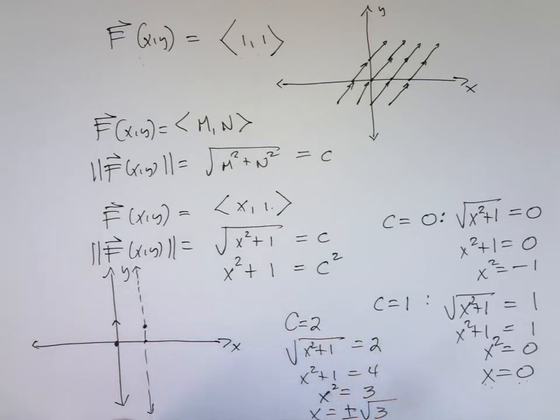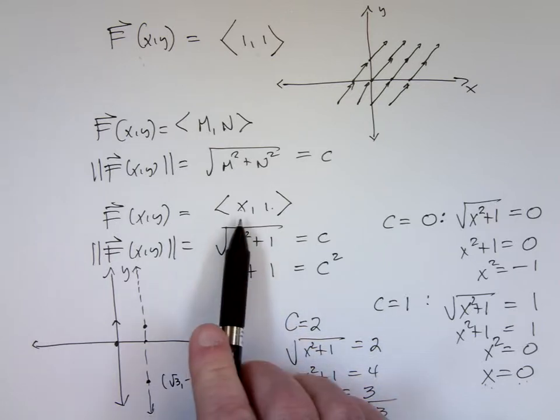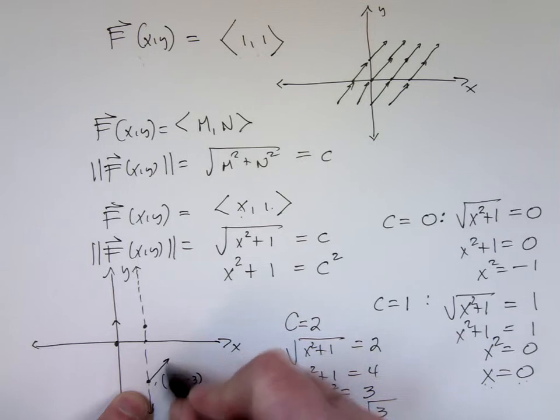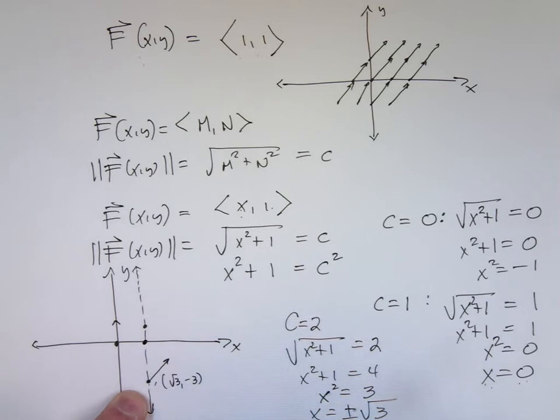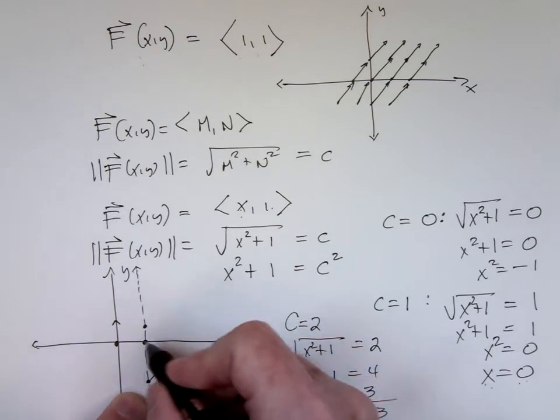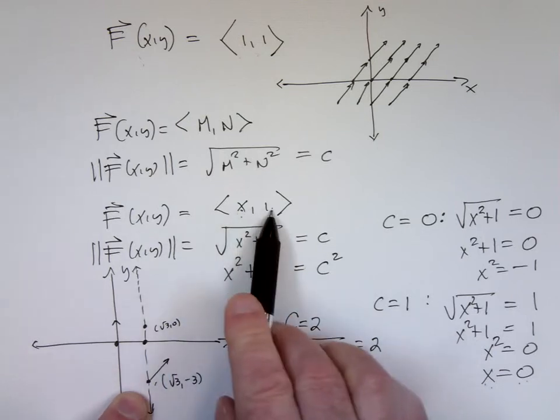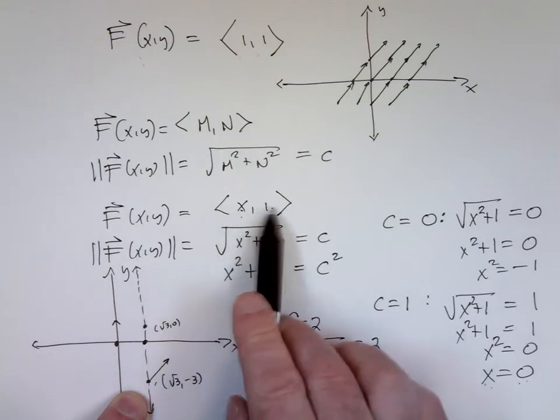I'm saying that every point on this line, let's take this point, the square root of 3, negative 3, say. What is the vector at this point? The vector at this point is the square root of 3, 1. Let's take this point, when x is the square root of 3 and y is 0. What's the vector assigned to this point? It's the square root of 3, 1.